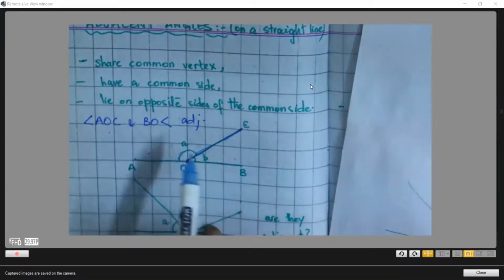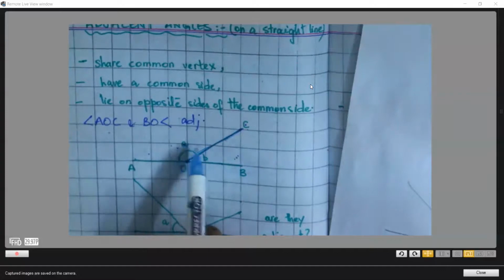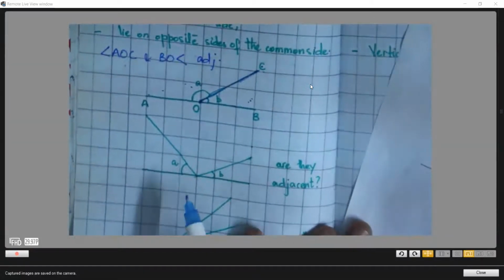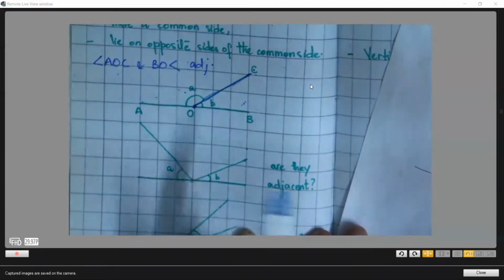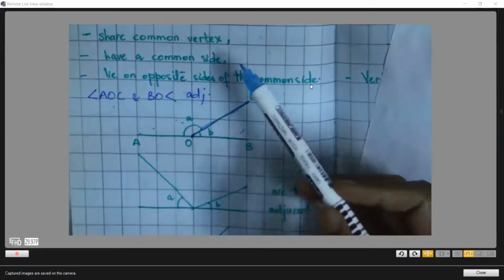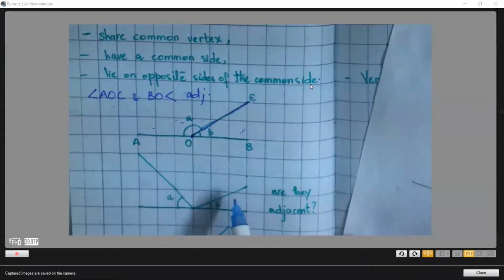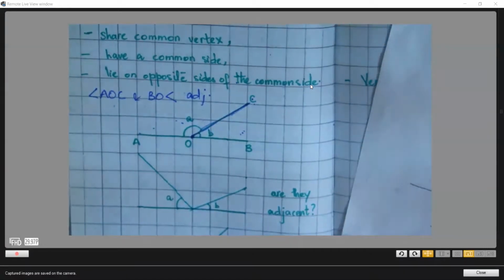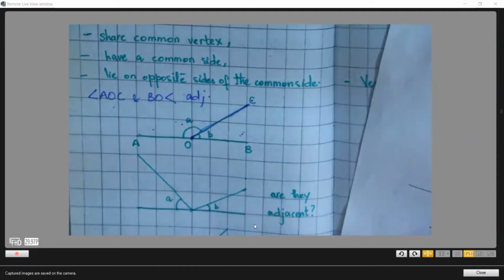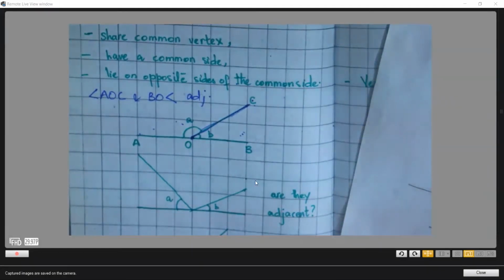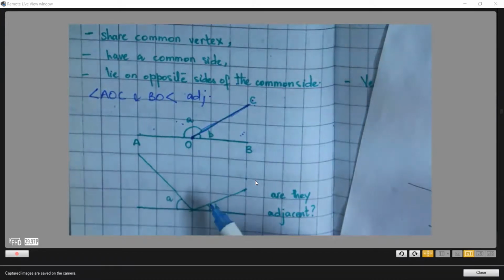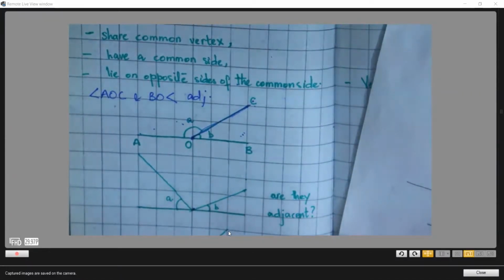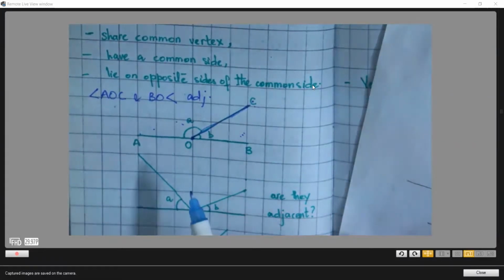And they lie on the opposite sides of the common side. So they are adjacent. Are these 2 angles adjacent? Looking at these properties of adjacent angles, do you think angle A and B are adjacent? Yes, Uswa? They are sharing the same vertex, okay, but are they sharing an arm? No, they are not sharing an arm. So they are not adjacent because they are not sharing an arm.